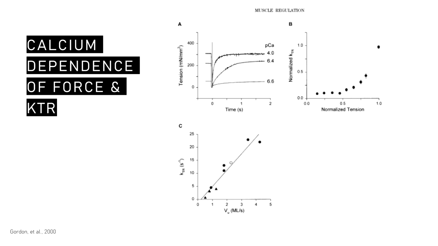Taking a look at the calcium dependence of force and the rate of tension development, panel A in the top left shows the tension-time curves at pCa 4.0, 6.4, and 6.6. Higher calcium results in faster and larger tension development, demonstrating calcium accelerates the transition to force-generating states.